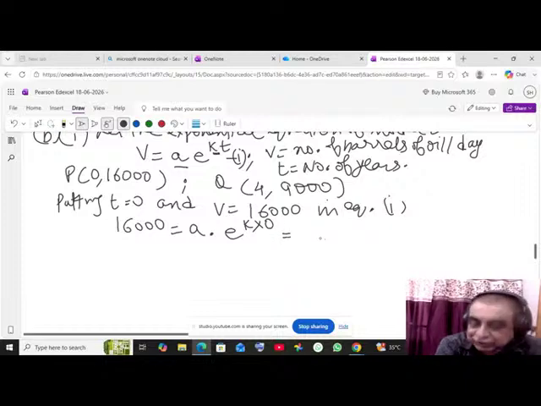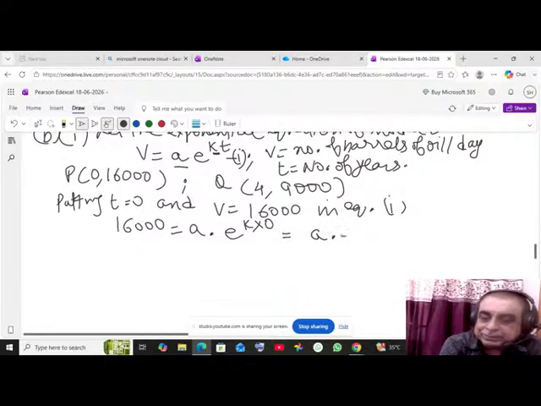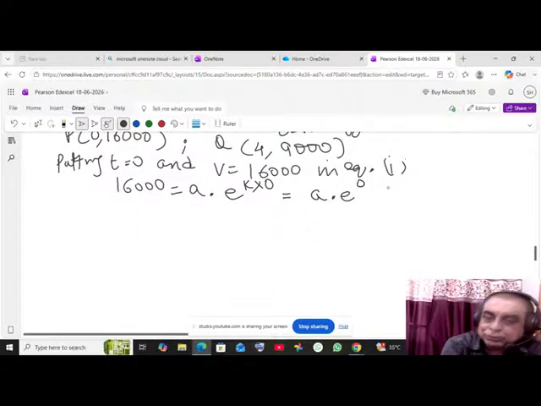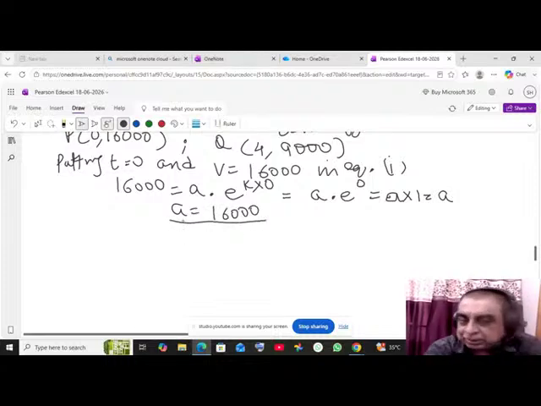So initially, when t is 0, we get a multiplied by e to the power of k times 0. Any number multiplied with 0 is 0, and any number to the power of 0 is 1, so e to the power of 0 is 1. So we get a times 1, which is a. So we get the value of a as 16,000. That is the first unknown value we have found.